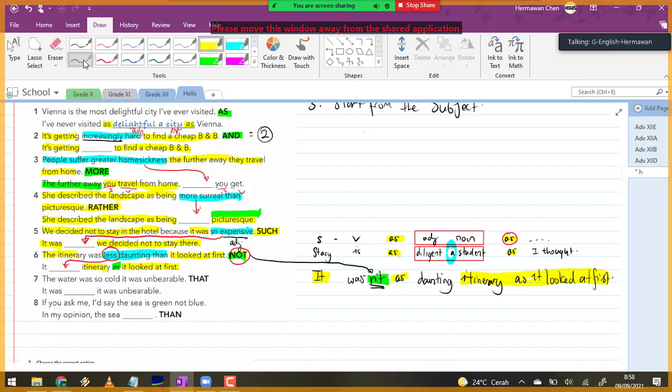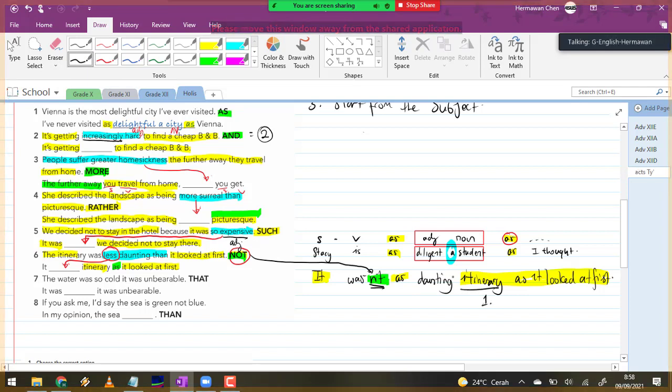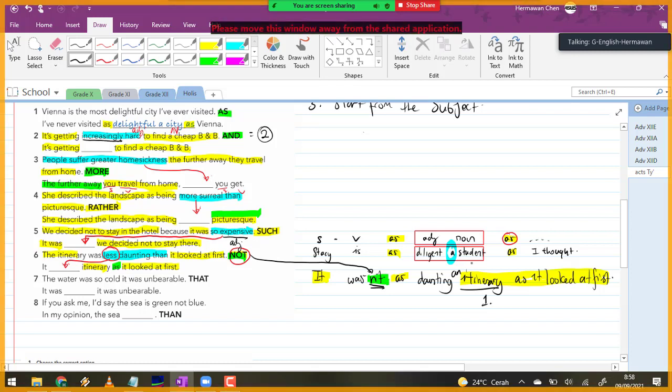Daunting is the adjective. Itinerary is singular. It means you have to use an article. Take a look at the word itinerary. Itinerary is singular and it starts with a vowel. It means you have to use an. Okay, that's the answer. It wasn't as daunting an itinerary as it looked at first. That's the answer for number 6.